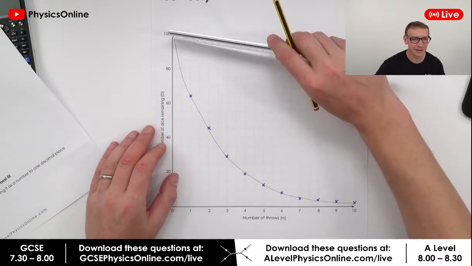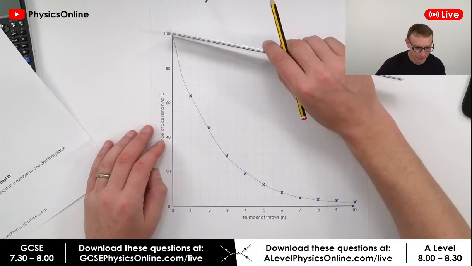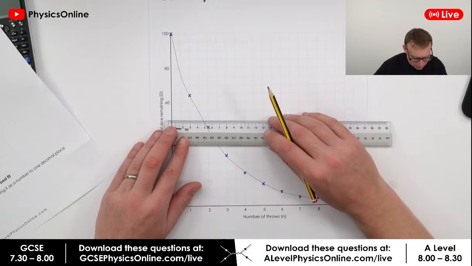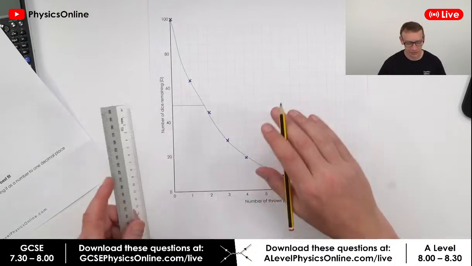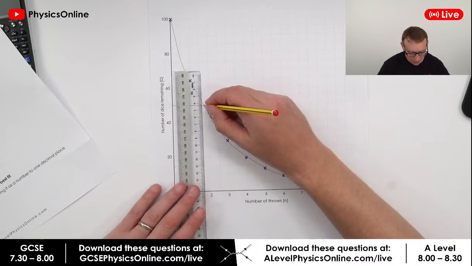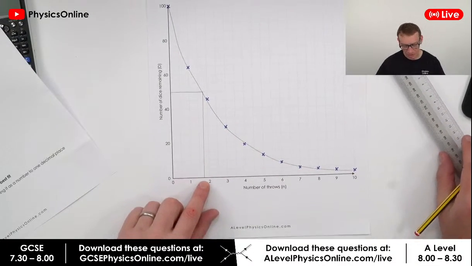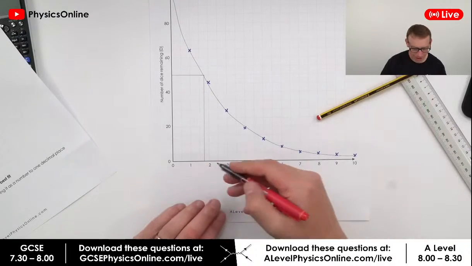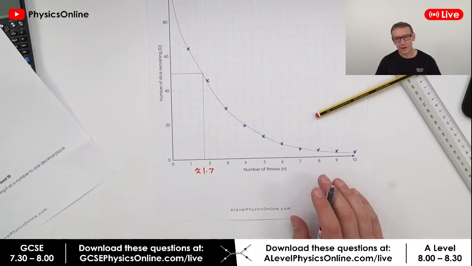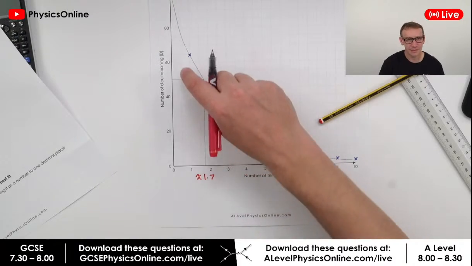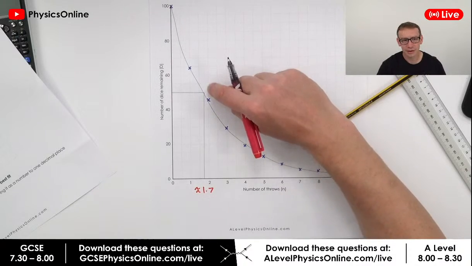Okay, the half-life: it starts at 100. How many throws does it take to get to half of that? So if that's 100, we're going to draw a line over at 50. I know my line isn't the best, but we're just going to use it for the moment. And if I draw a line down, we've got an answer of roughly 1.7. So using this, we can see that after, on average, 1.7 throws, the number of dice goes down to half the original amount.